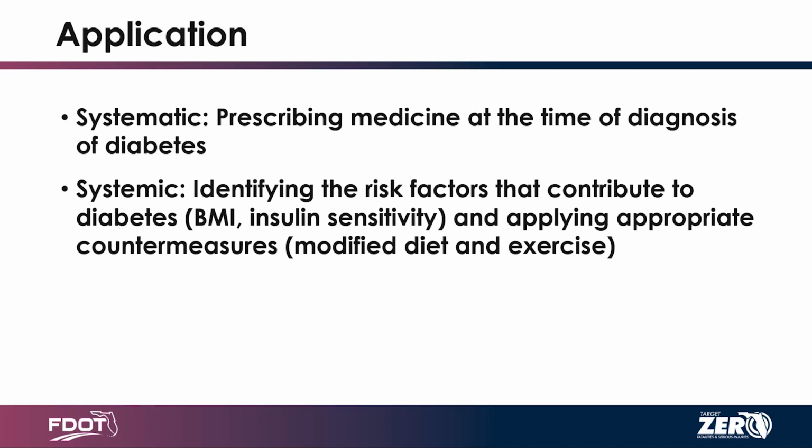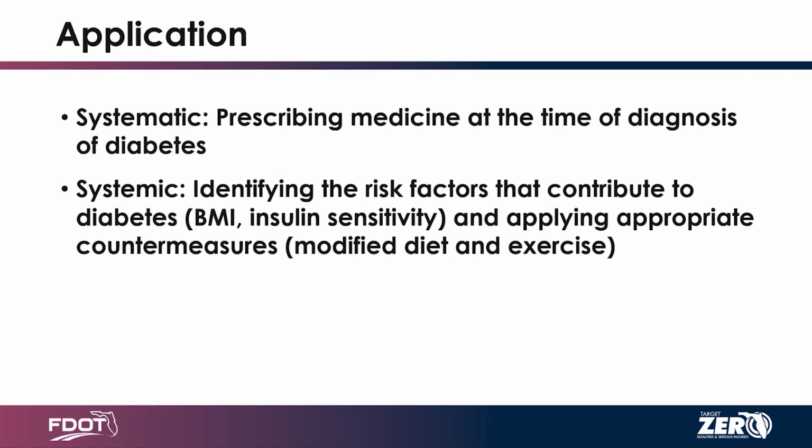Reactive is like if you have diabetes and you're prescribing medicine at the time of the diagnosis. All right, you already have it. Now let's look at your insulin. Systemic, or the risk-based methodology, is identifying the risk factors that lead to diabetes. Looking at your insulin sensitivity, your BMI, and then applying the appropriate countermeasures, which could be modified diet and exercise. Right? We don't want to always get to treating the disease, symptoms. We want to prevent the disease from happening.